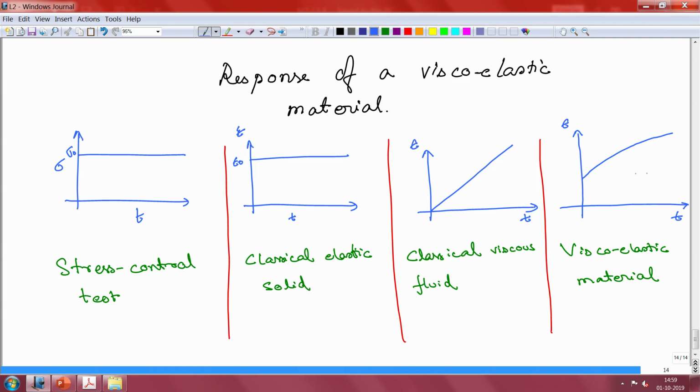Where this response is composed of two parts. One is an instantaneous increase in strain, like a classical elastic solid, and then there is a constantly increasing part, which is that there is an increase in strain with time, just like your fluid. So, this is your straining with time, or the flow basically, which you also call creep, the creep response.